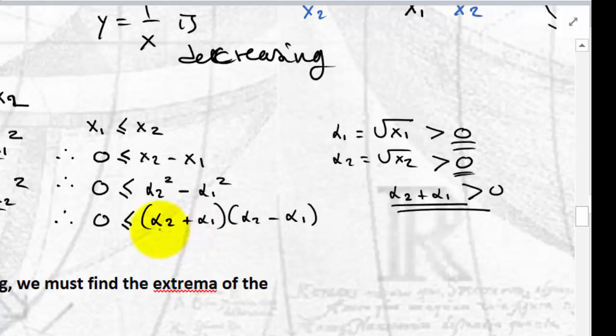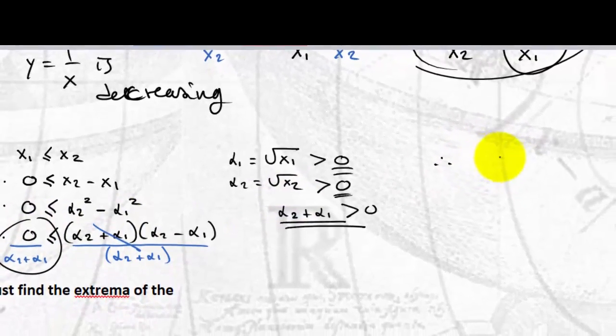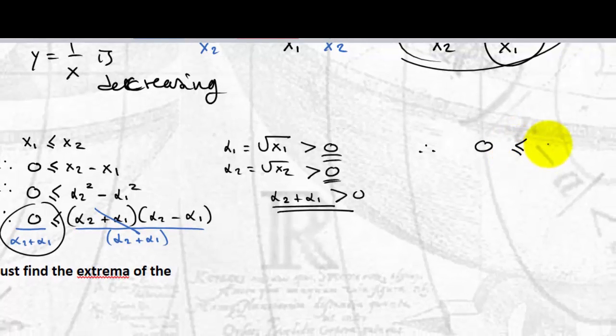Therefore, what I can do is divide both sides by alpha 2 plus alpha 1. This cancels. What do you have on the left? 0 divided by alpha 2 plus alpha 1. Well, that is still 0, smaller than alpha 2 minus alpha 1, and then add alpha 1 on both sides, and you have that alpha 1 is smaller than or equal to alpha 2. Therefore, square root of x1 is smaller than or equal to square root of x2.